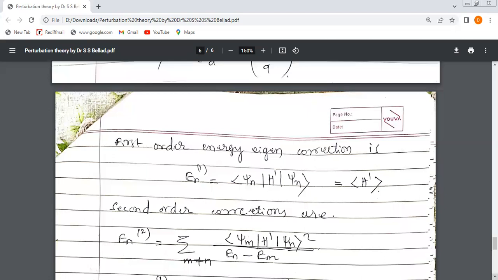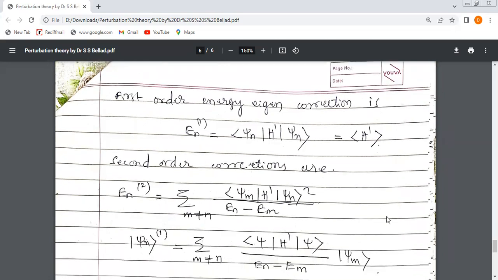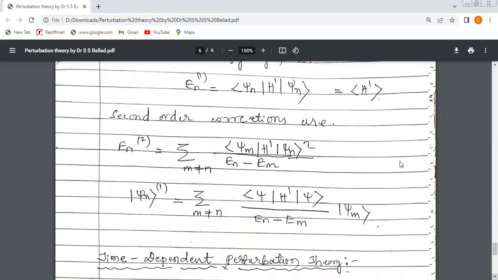So the first order energy correction is written in this way, in matrix form: psi n, H dash, psi n. This is the first order energy correction for the perturbing Hamiltonian H dash. Actually, these are to be derived, but I am not going into the derivation. I am just showing the results.